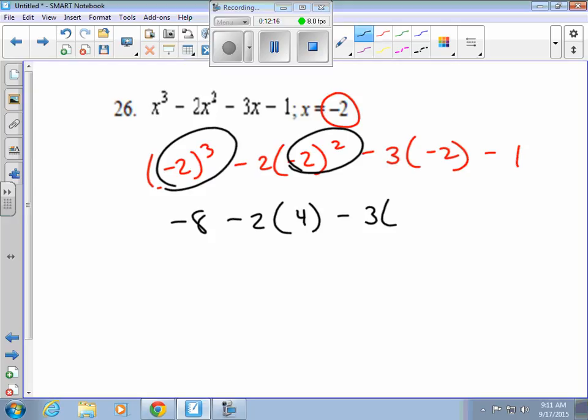Minus 3 times negative 2 minus 1. Multiplications next. You still have negative 8. Negative 2 times 4 is negative 8. Negative 3 times negative 2, and a negative times a negative is a positive 6 minus 1. Negative 8 minus 8 is negative 16. Negative 16 plus 6 is negative 10. And negative 10 minus 1 is negative 11.